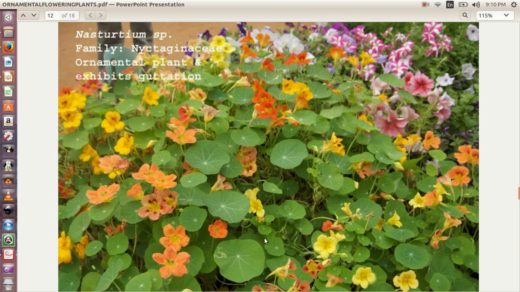This plant is Nasturtium species. Again, you shouldn't confuse it with the Geranium species which I showed. At the edges of the leaves, water droplets are exuded out. They exhibit the guttation process, that is, loss of water in the form of water droplets through water stomata. It is not water vapor, which is seen in the majority of plants and which we call transpiration. It exhibits guttation. So this is also a wonderful ornamental plant for its almost kidney shaped leaves as well as its colorful flowers. Nasturtium species, which also exhibits guttation.